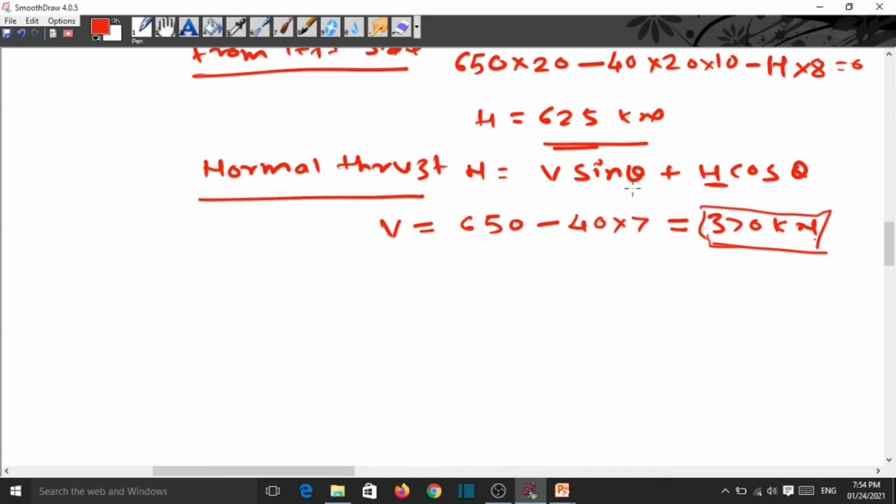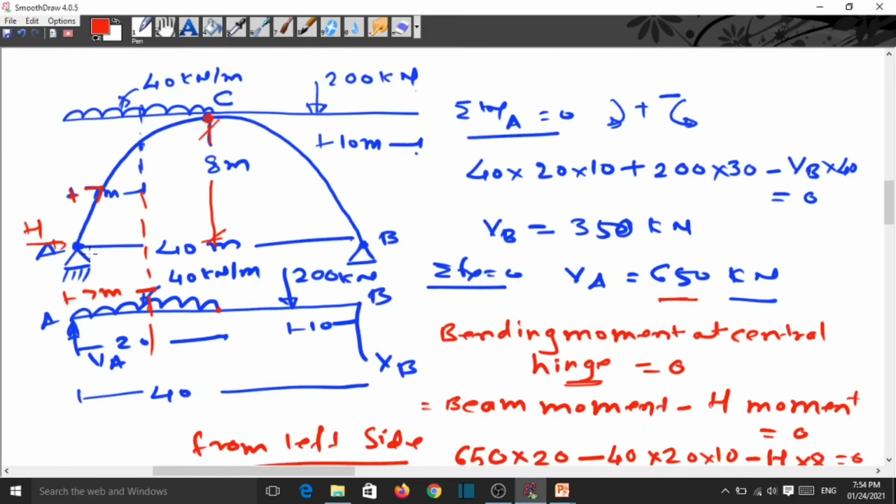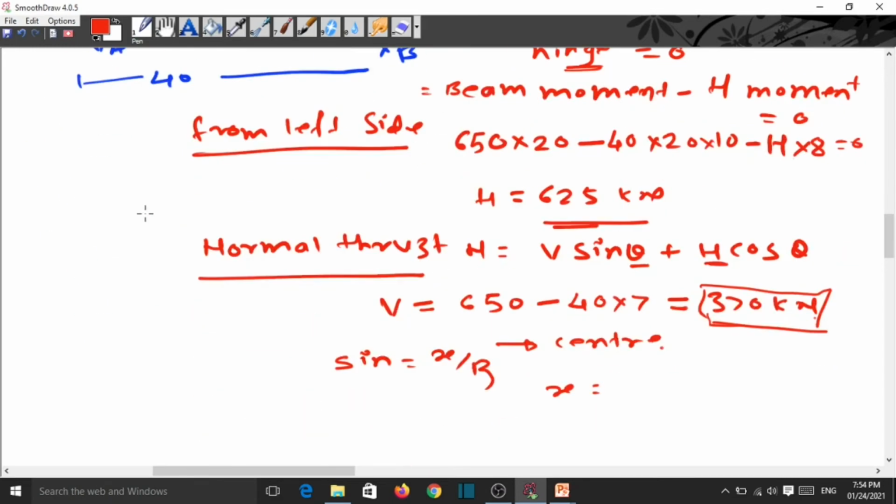Then we find here the theta. Now theta is equal to what? The formula is sine theta equals x by R. Now x is from the center. So x is equal to, from the center, it means what is, this is x. Now this we know is 7 meter, total is 20 meter, so 20 minus 7 is 13, so we got here x is equal to 13 meter.